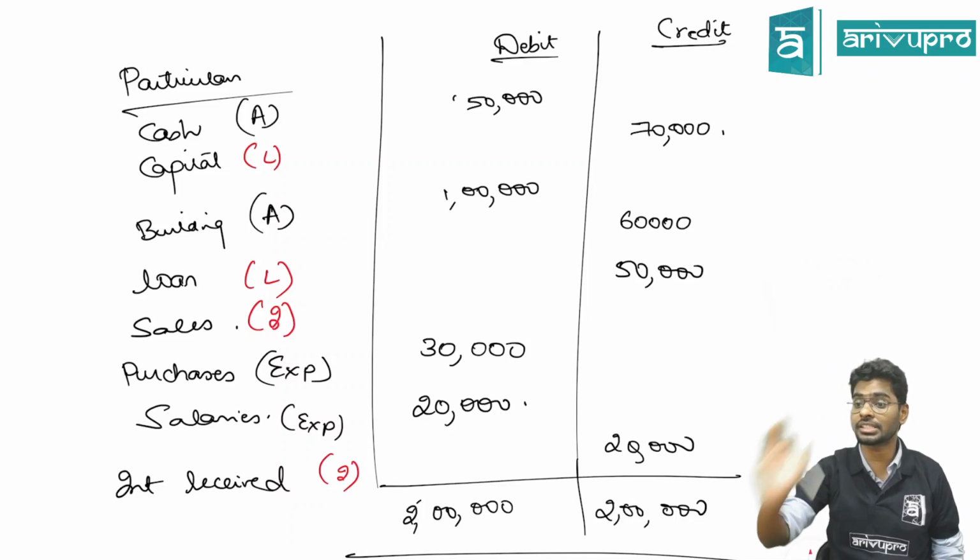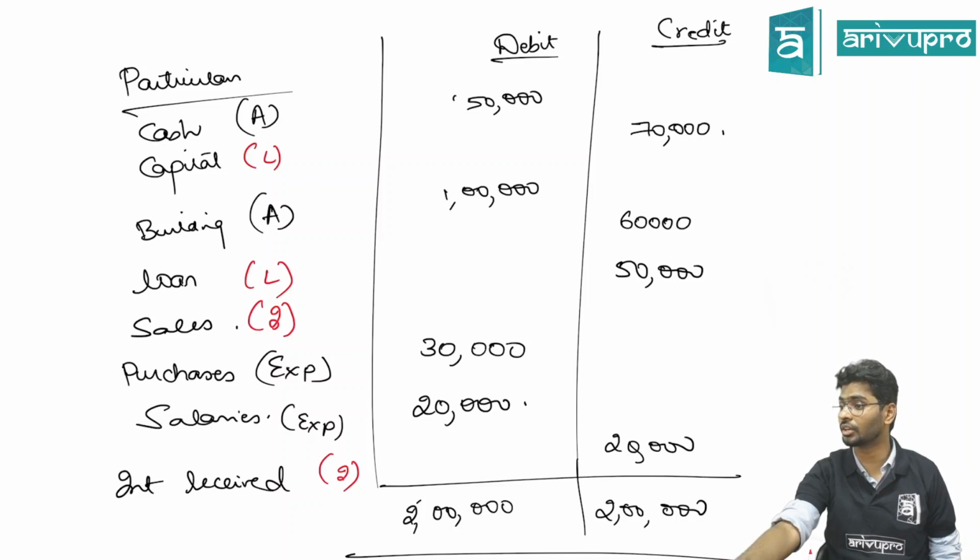This is the first step I do in the final accounts. What is my first step? Identify whether on the debit side everything is an asset or an expense. Everything on the credit side is what? Income or liability. Are you clear till here?